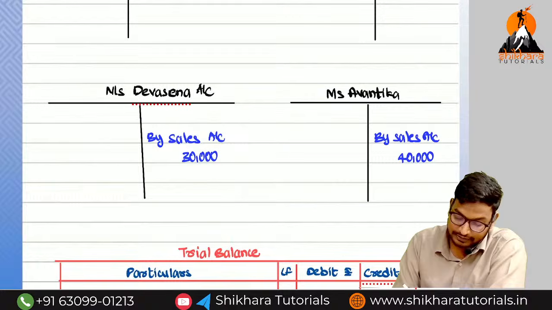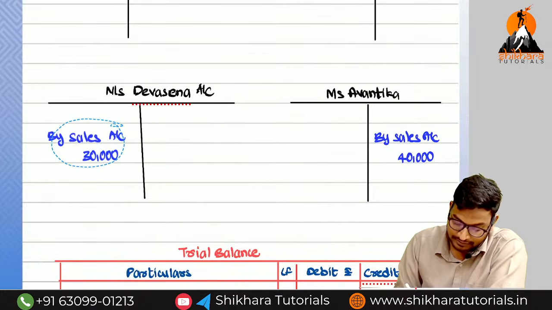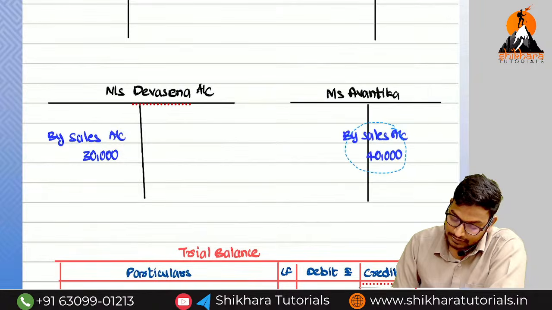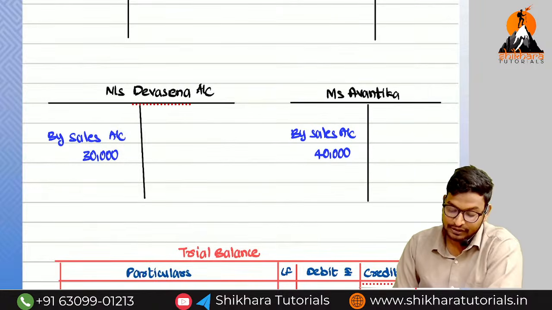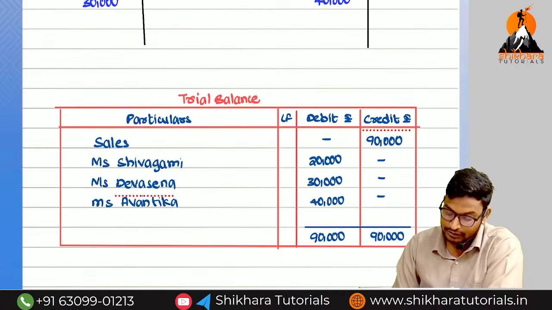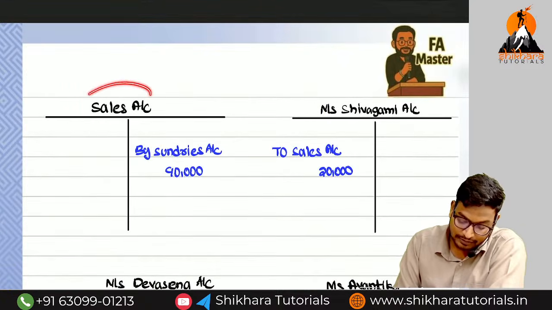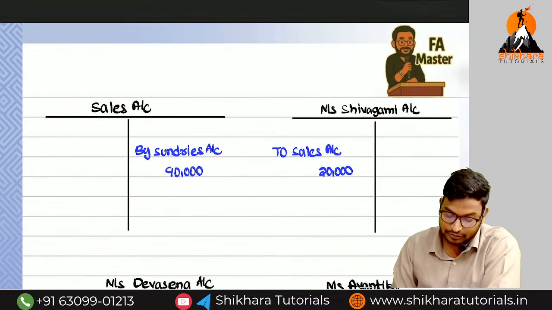20,000, which side? Debit side. So here also this amount should be posted to the debit side itself. So in the Avantika account, which side? Debit side. And in Devasena account also, which side? Debit side. So the total on which side do we need to do? Here the sales account is showing which balance? Credit balance. Why, sir? Because the credit side is more than the debit side.